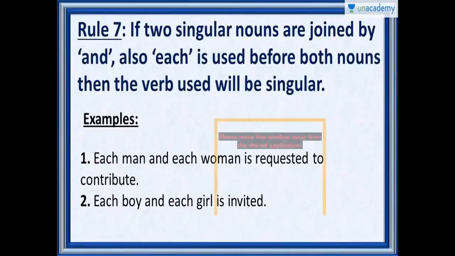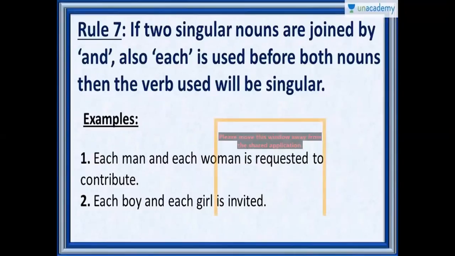If you're talking about each one individually, you have to take it to be singular. Now, first example: each man and each woman is requested to contribute. If there is no each, man and women are requested to contribute. That is rule 3. If each is there, you have to use is. Simple rule. Okay. Now write down this rule.